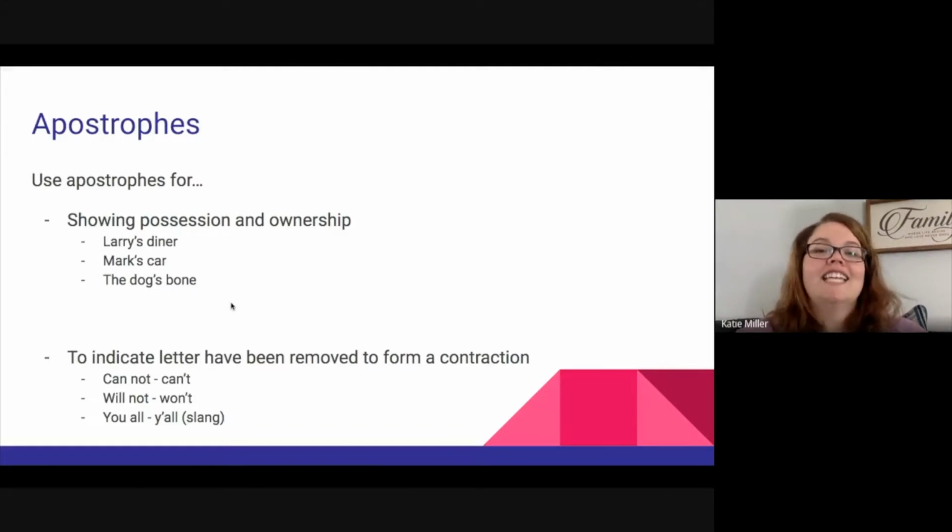To indicate a letter has been removed from a form of a contraction is another time that we'll use an apostrophe. So if we're putting can and not together, we have can't. We're putting will and not together, so we'll have won't. We're putting you and all together, which is slang, but y'all is an example of a slang contraction. Okay, so those are the two main times in which we're going to be using apostrophes.